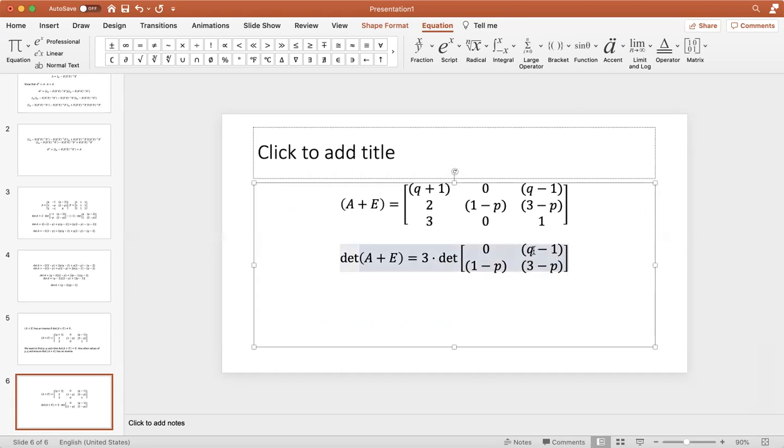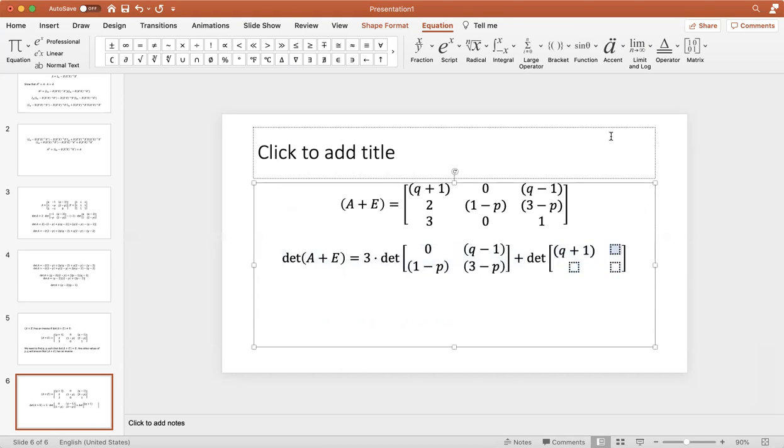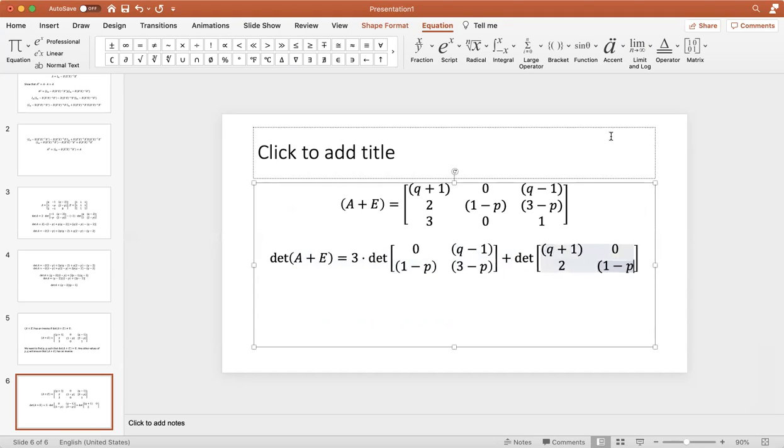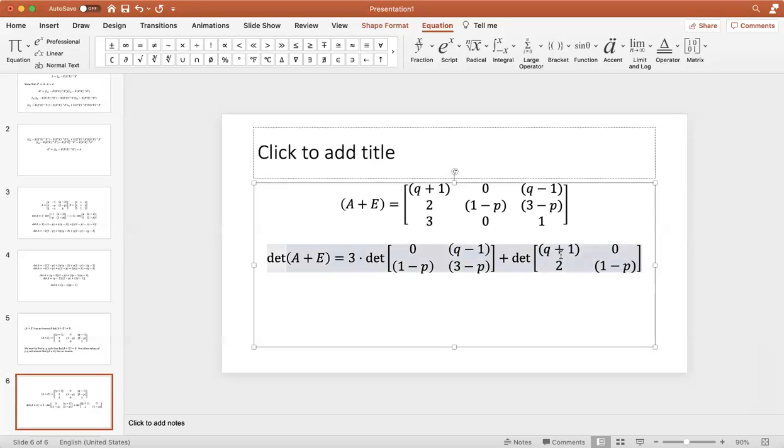And let's move on to the third element. So that's just going to be the determinant of the 2 by 2 matrix obtained by deleting the third row and the third column. So you have q plus 1, 0, 2, 1 minus p. So I delete this row and this column. Okay. So solving for the determinant.